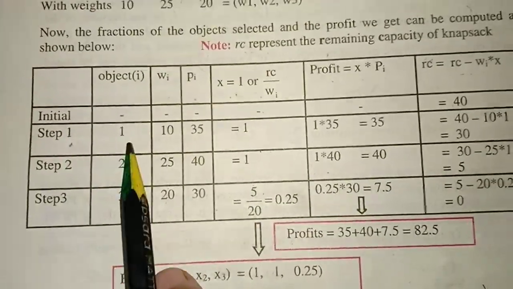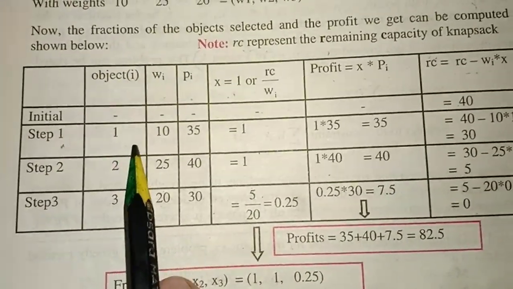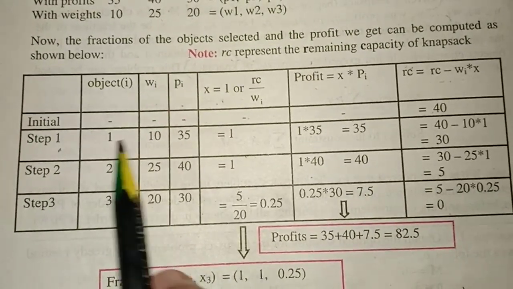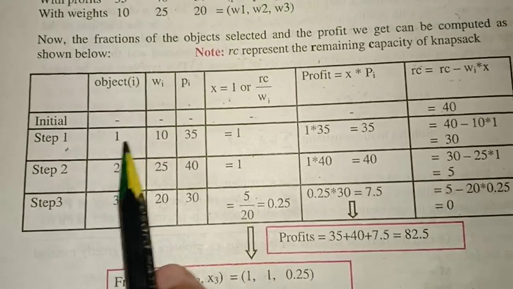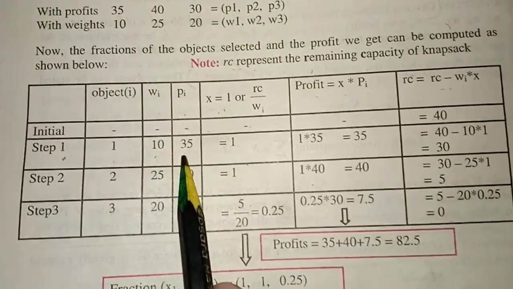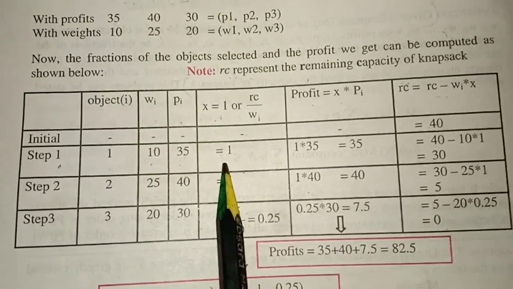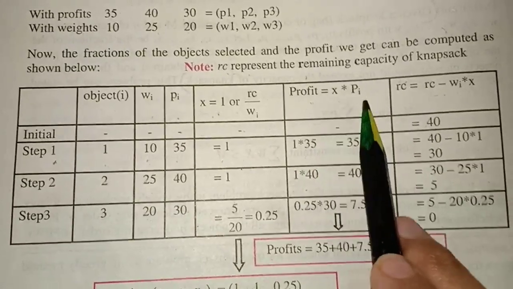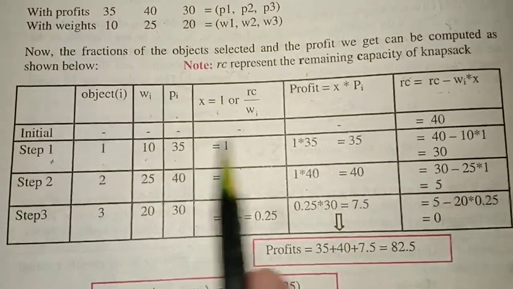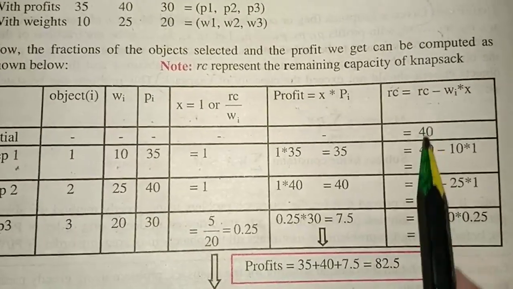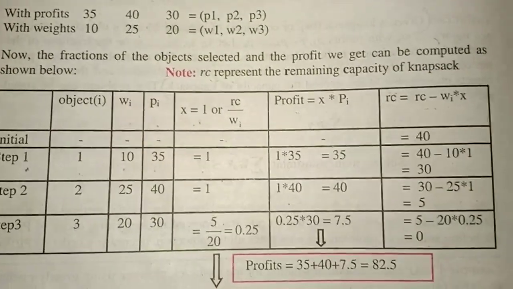Next step, there are 3 elements, so obviously you have to place them three times. Firstly object 1 is placed. What is the weight of that object? It is 10, profit is 35, and here you take X as 1 only because you have capacity. Then profit is equal to X into Pi, that is 1 into 35, so you get 35. Then remaining capacity, how do you calculate? RC minus Wi into X.